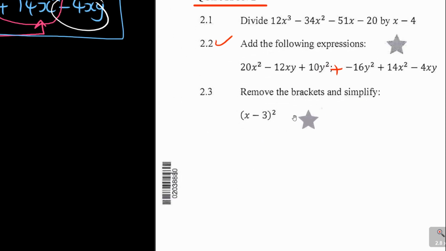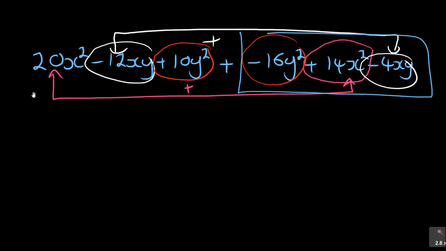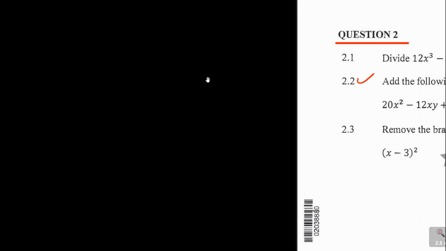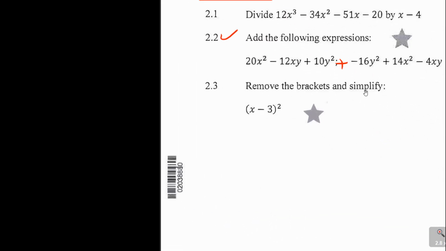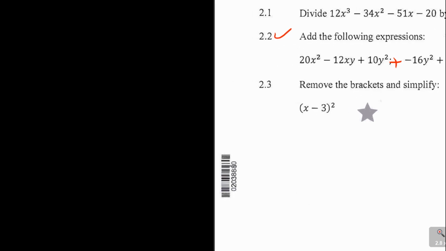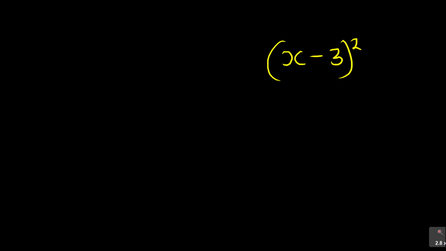Remove brackets and simplify. Oh, look at this. It was also not complicated, but let me just bring it in. Remove the brackets and simplify. How many marks? 3 marks. So how do you remove the brackets and simplify in this one? What are we having? (x minus 3) squared. Remove the brackets and simplify.